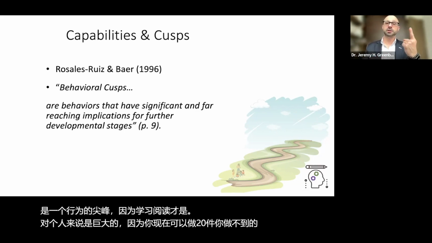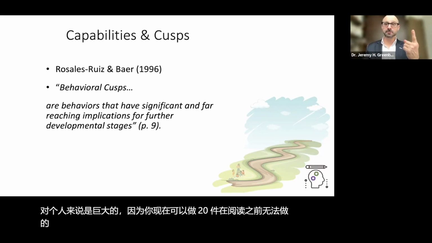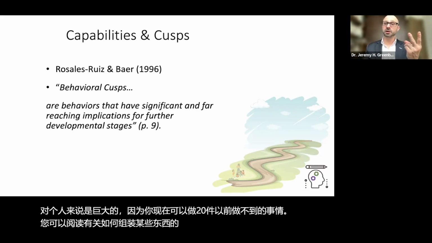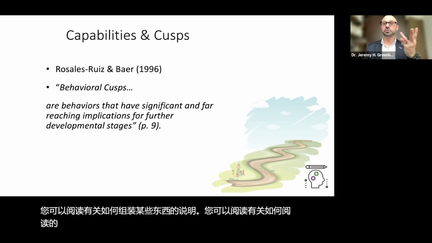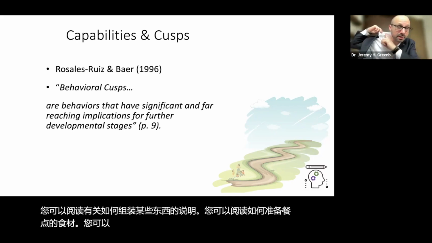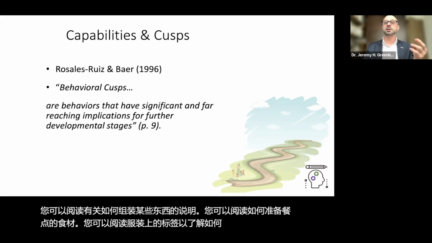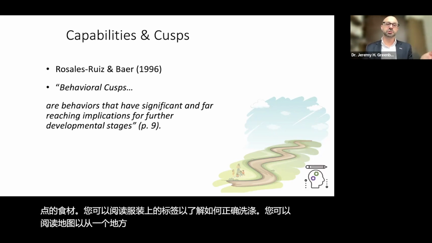You can read the instructions on how to assemble something. You can read ingredients for how to prepare a meal. You can read the label on a clothing item to learn how to launder it properly. You can read a map to get from one place to another. You can read a book for enjoyment.